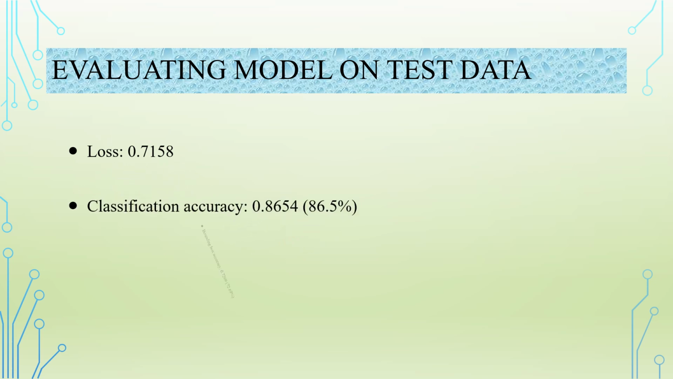Evaluating model on test data. The test data, which is 216 images, that's 20% of the original data set, was brought in for the model to evaluate after training. The following results were achieved. The loss 0.71, classification accuracy 0.86, that's 86.5%, bounding box accuracy 72.6, which is 72.69%. And the accuracy results obtained show that the model performed almost in the same range as the train results.